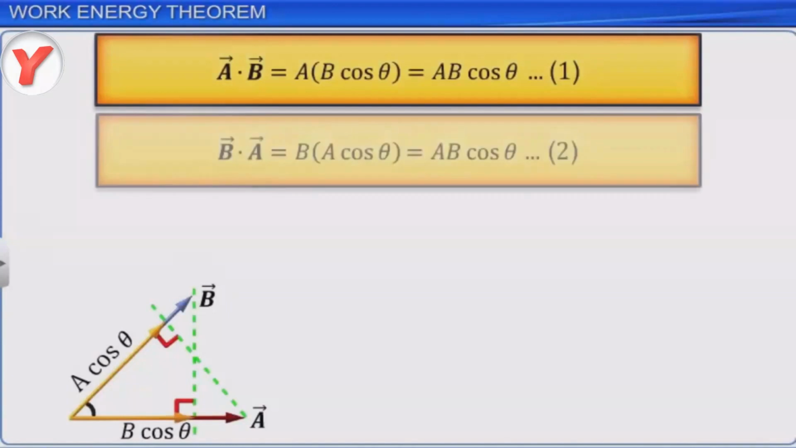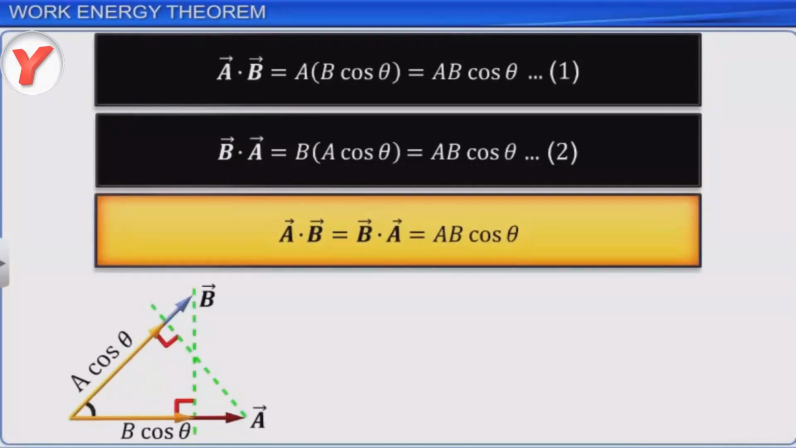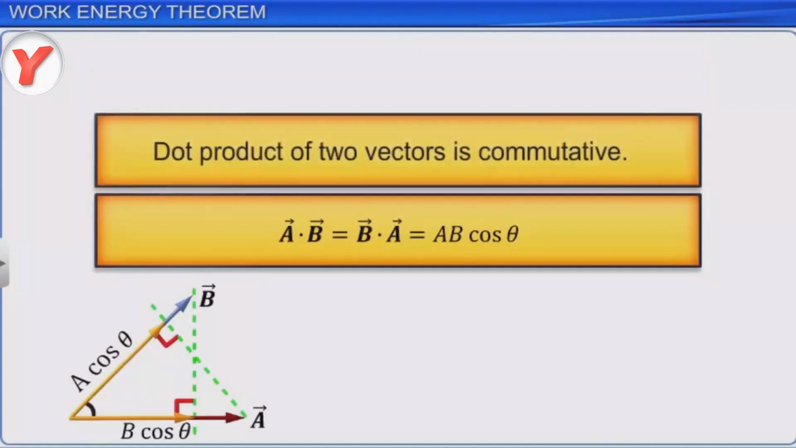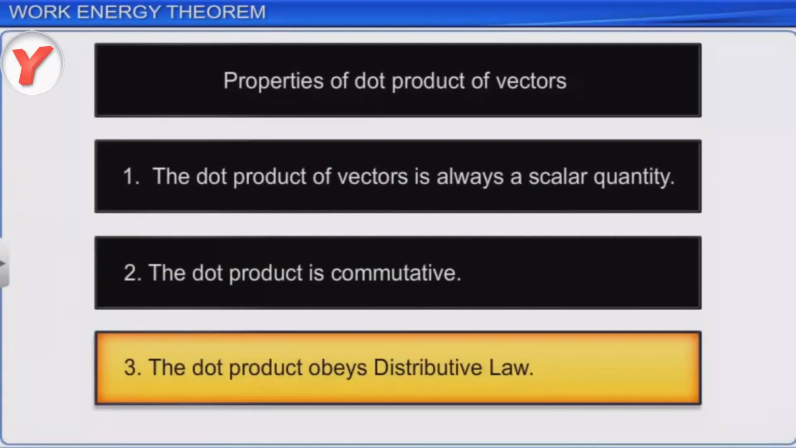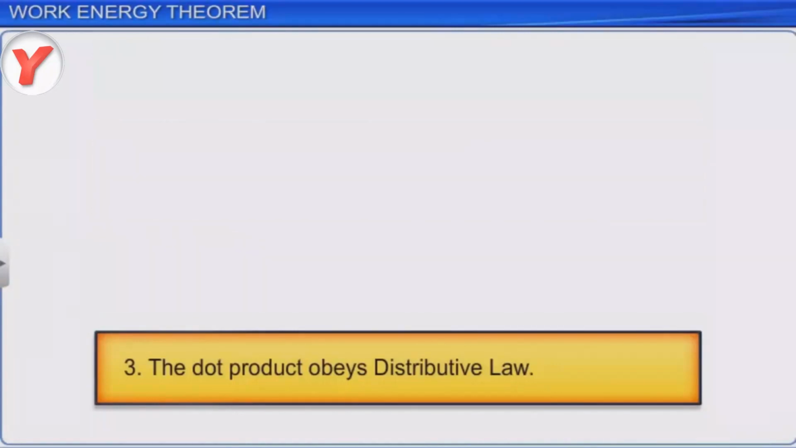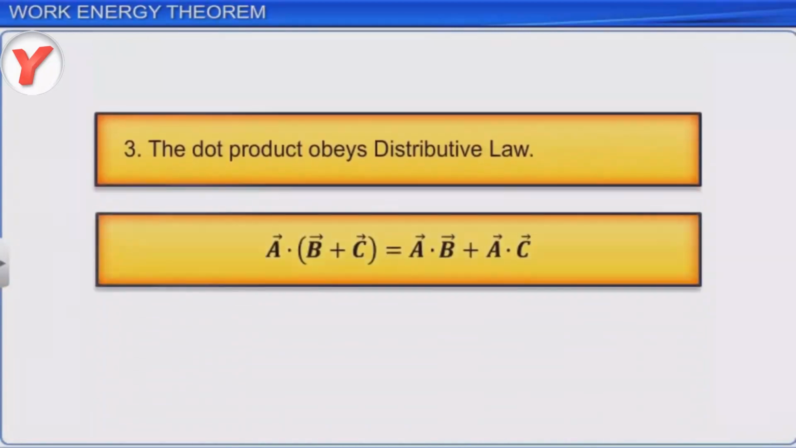From equations 1 and 2, we see that A dot B is equal to B dot A, which is equal to AB cos theta. Thus the dot product of two vectors is commutative. The dot product obeys the distributive law. So, A dot (B plus C) is equal to A dot B plus A dot C.